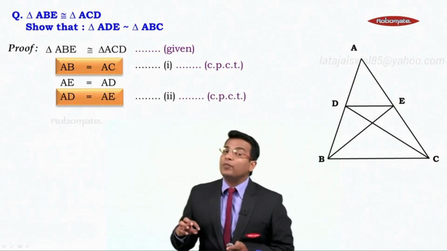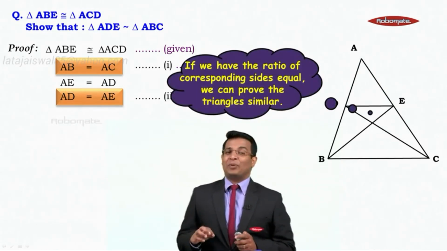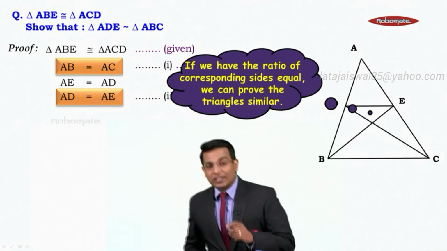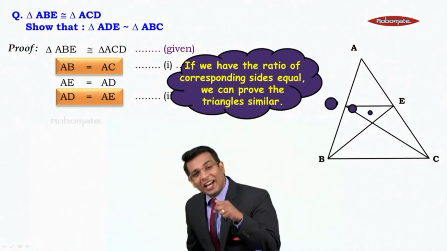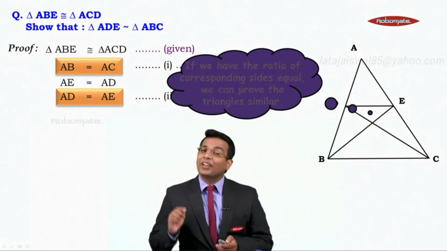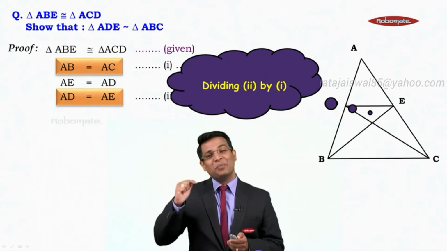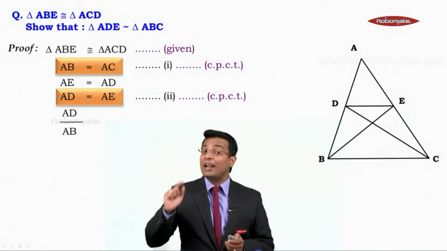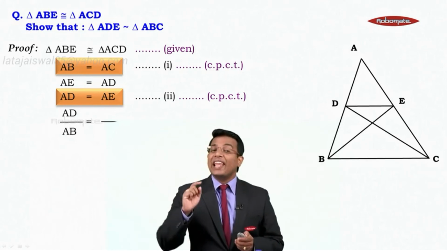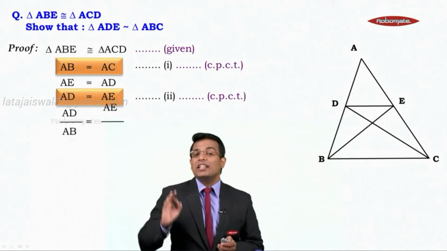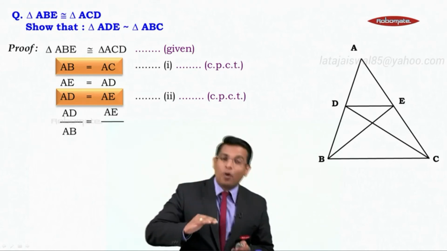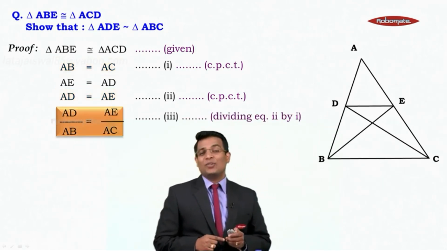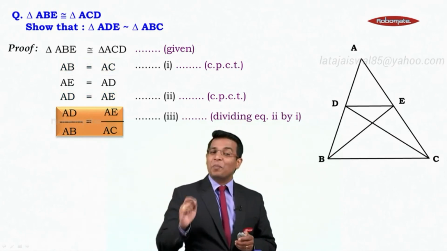But here we need to prove these two triangles to be similar. Now that is very important. If we have the ratios of the corresponding sides equal, then we can say the triangles are similar. That means for similarity, we require the ratios. So now let's write it in the form of ratios. For the ratio, we need to divide, right? So divide equation 2 by 1. So we would get AD upon AB is equal to AE upon AC. That is what we got, and this will be our statement number 3. The reason would be dividing equation 2 by 1.